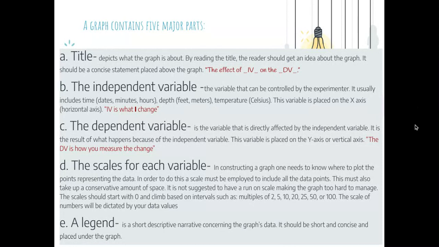And then finally, you need a legend to your graph. It's a short descriptive narrative concerning the graph's data. It should be short and concise and placed under the graph. This would be useful if you have a multi-line graph explaining the differences in the two lines.